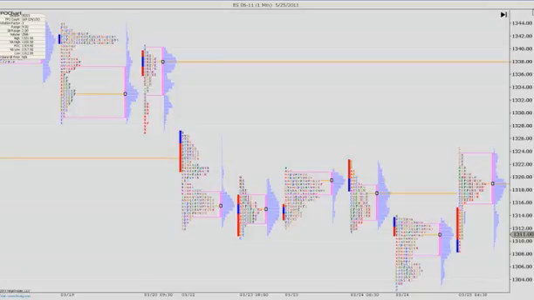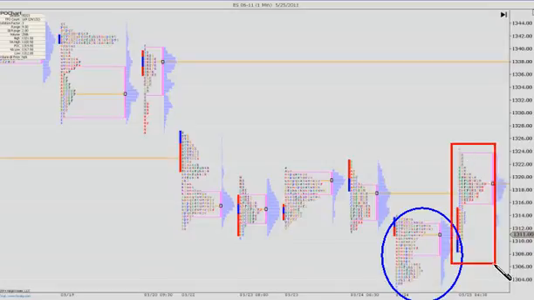Here's a look at the E-mini S&P for Wednesday, May the 25th, 2011. What we're looking at to start off with here are the market profiles. We always like to look at them in our analysis of the market, especially on an intraday or day-to-day basis. This is the market profile from the overnight session, this is the one from today, and this is the one from yesterday.